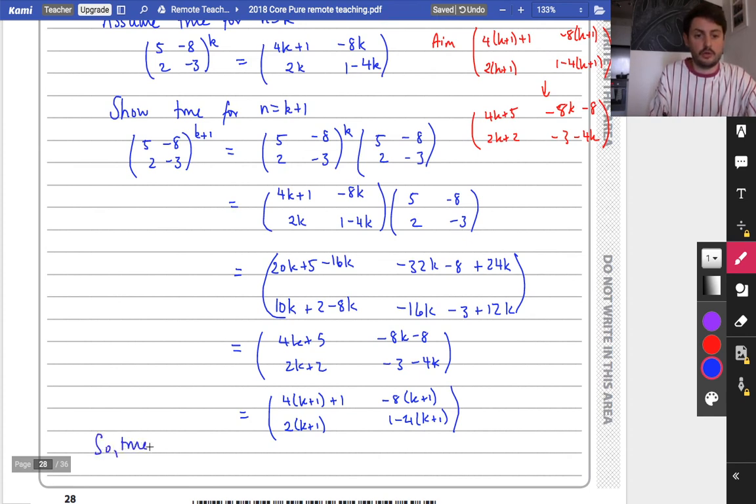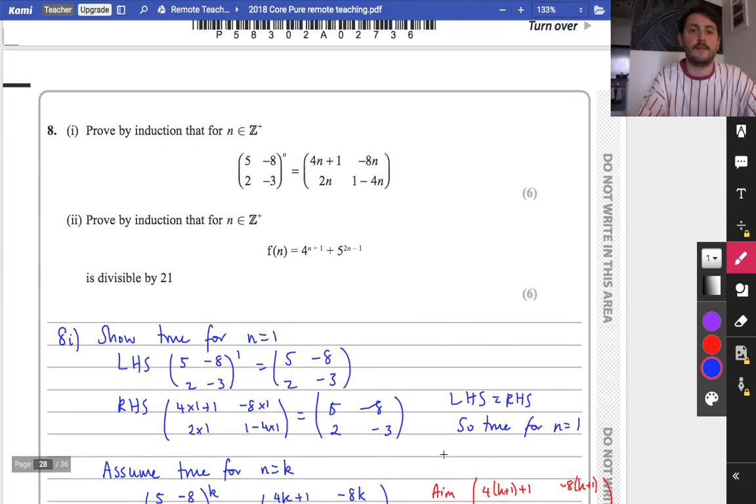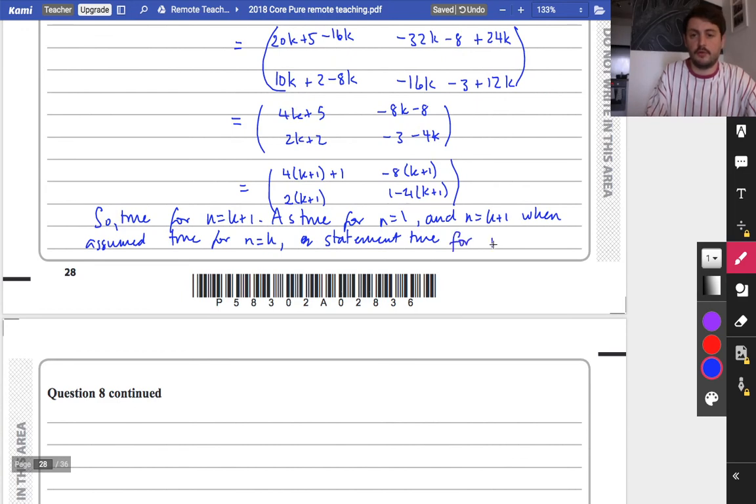So, true for n equals k plus 1. Here comes the conclusion statement. As true for n equals 1 and n equals k plus 1 when assumed true for n equals k, the statement is true for n a member of the positive integers. For n is a member of the integers which are positive.